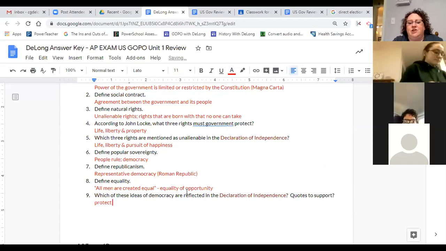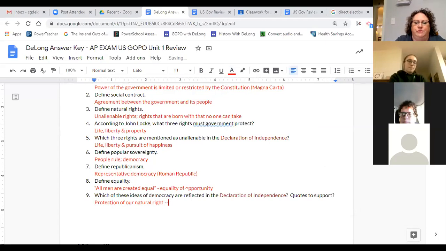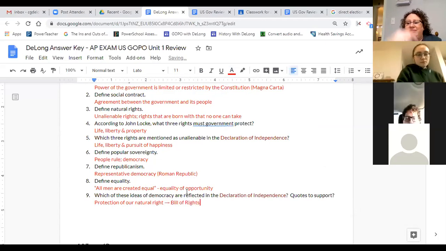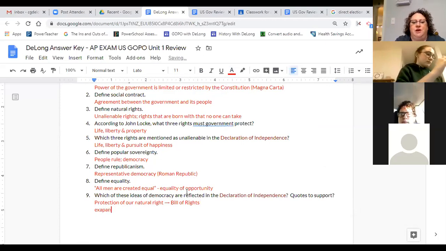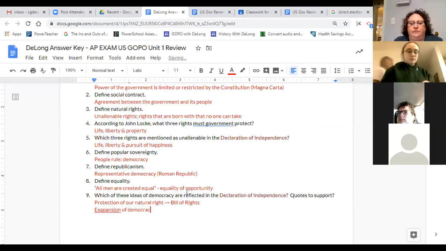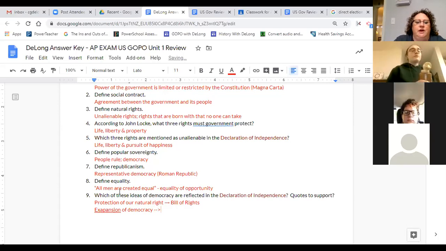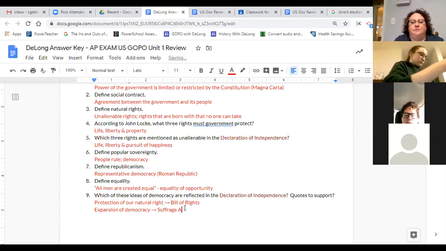So I would say the protection of our natural rights, which we will see later with the institution of the Bill of Rights. Okay, that doesn't happen right away, right? So the expansion of democracy, or democratization if you prefer. We like to be a fancy word. So expansion of democratization, so we could talk about those suffrage amendments.